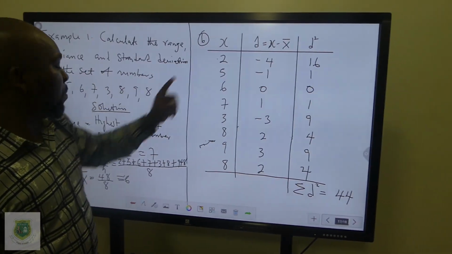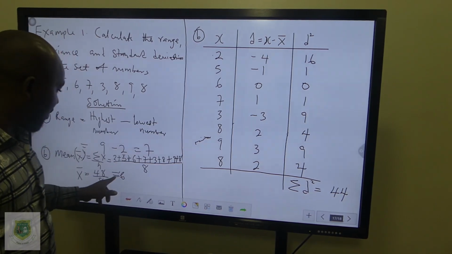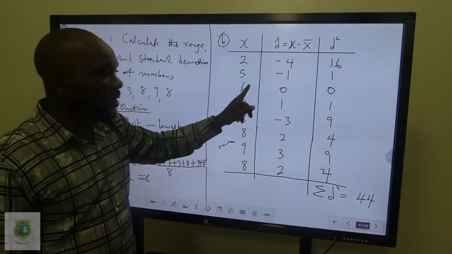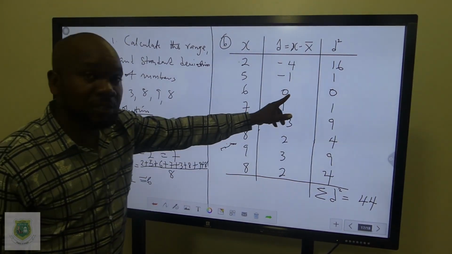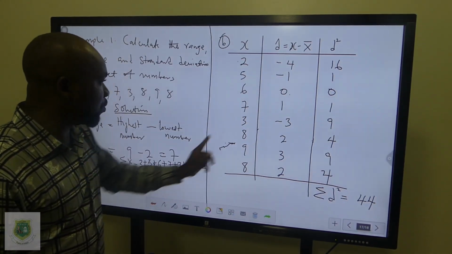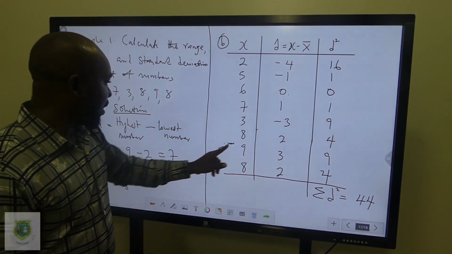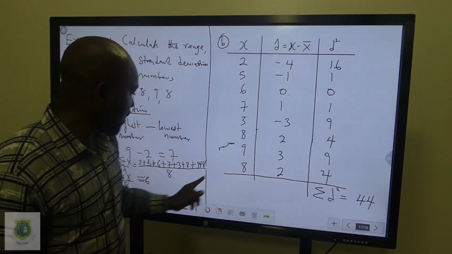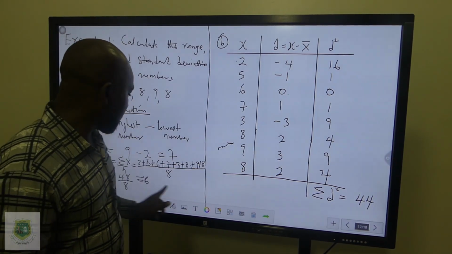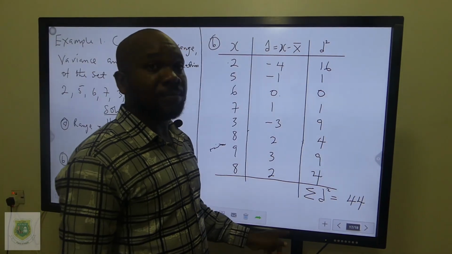So 2 minus 6 is what? Minus 4. 5 minus 6 is what? Minus 1. 6 minus 6 is what? 0. 7 minus 6 is what? 1. 3 minus 6 is what? Minus 3. 8 minus 6 is what? 2. 9 minus 6 is what? 3. 8 minus 6 is what? 2. Then you square them.